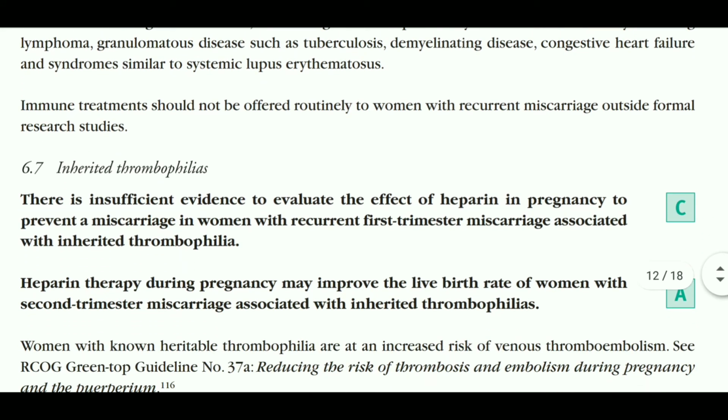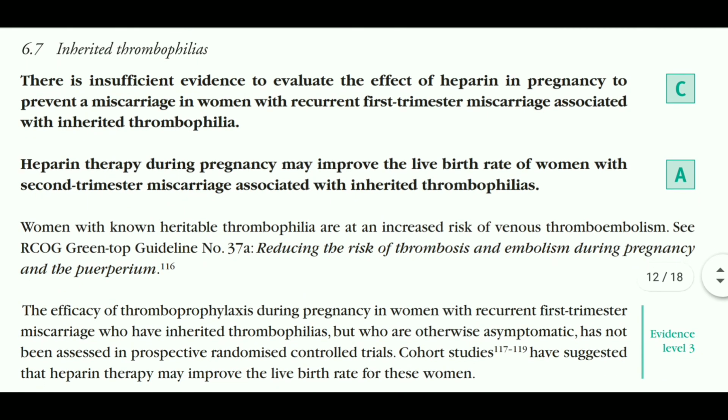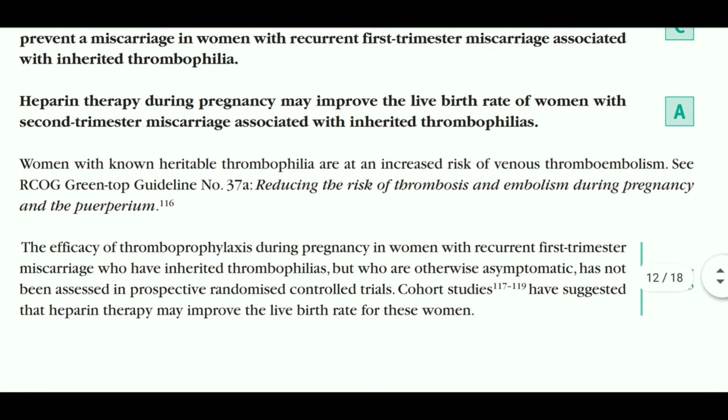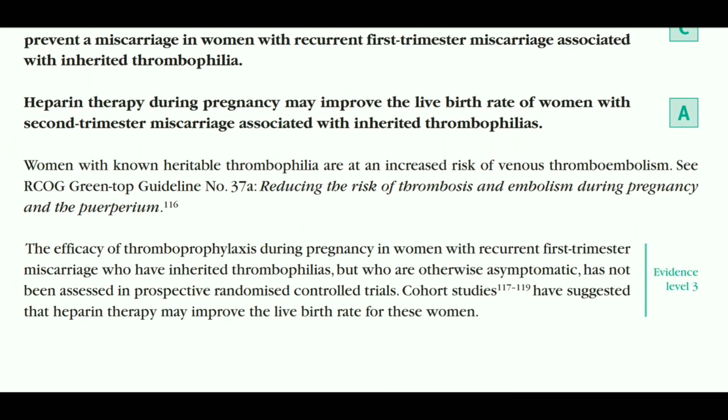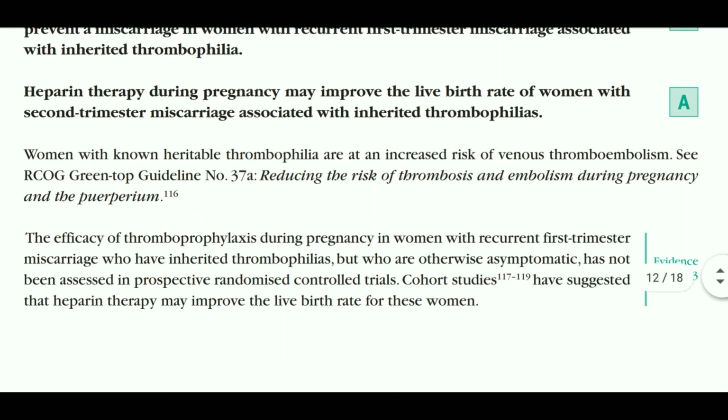Now, inherited thrombophilia. There is insufficient evidence to evaluate the effect of heparin in pregnancy to prevent miscarriage in women with recurrent first trimester miscarriage associated with inherited thrombophilia. Heparin therapy during pregnancy may improve the live birth rate of women with second trimester miscarriages associated with inherited thrombophilia. The efficacy of thromboprophylaxis during pregnancy in women with recurrent miscarriages who have inherited thrombophilia but are otherwise asymptomatic has not been assessed in a prospective randomized controlled trial, and cohort studies have suggested that heparin therapy may improve the live birth rate for these women.